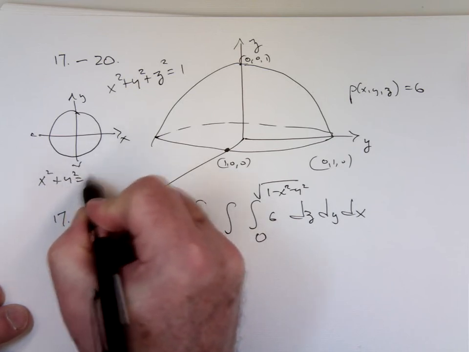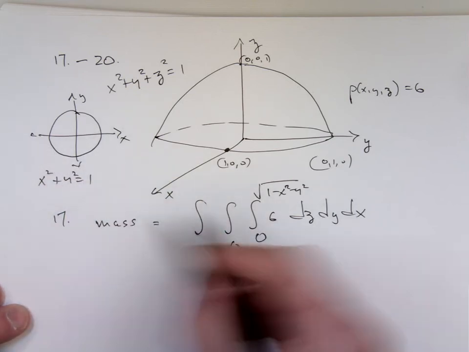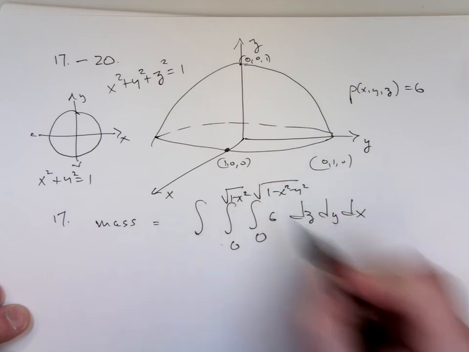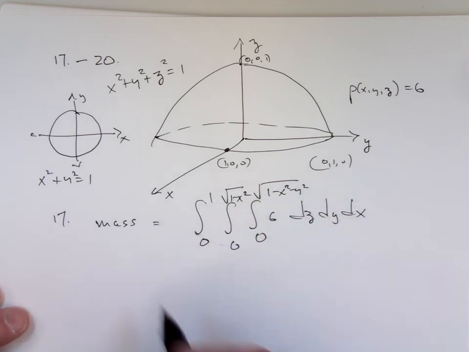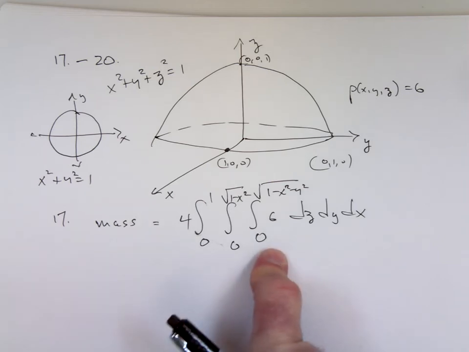The y's will go from 0 to the square root of 1 minus x squared, and the x's will go from 0 to 1. And we multiply by 4 since we're doing the whole hemisphere, not just that quarter of it in that quadrant. So that gives us the mass of that sphere.